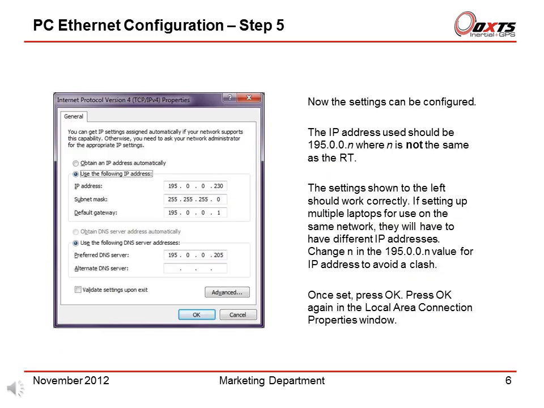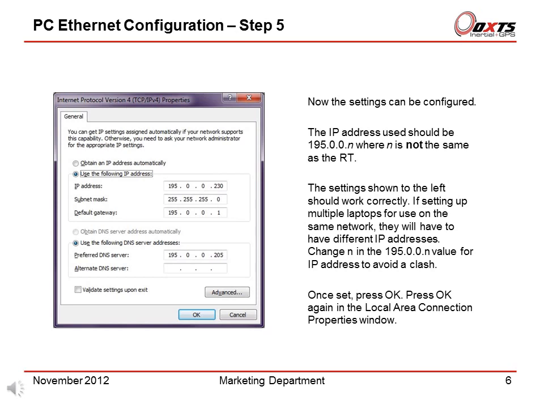Now let's look at step 5 of the PC Ethernet configuration. Now you'll need to configure the Internet Protocol version 4. The IP address used should be 195.0.0.n, where the N is the same as the RT. The settings shown to the left should work correctly.